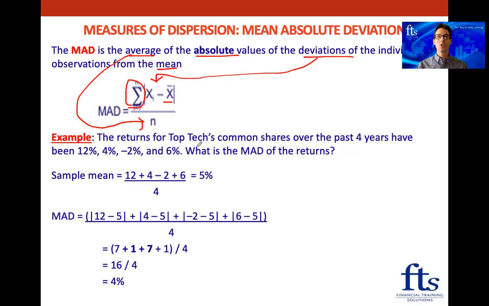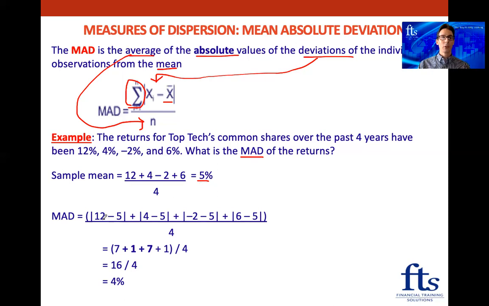The returns for Top Tex common shares over the last 4 years have been these. What is the mean absolute deviation of the returns? Step one, we need to see how we're deviating from the sample mean, so we need to work out the sample mean. That's nice and easy. We find that the mean of these is 5%. Now we need to take each and every observation and see what its deviation is from this mean.